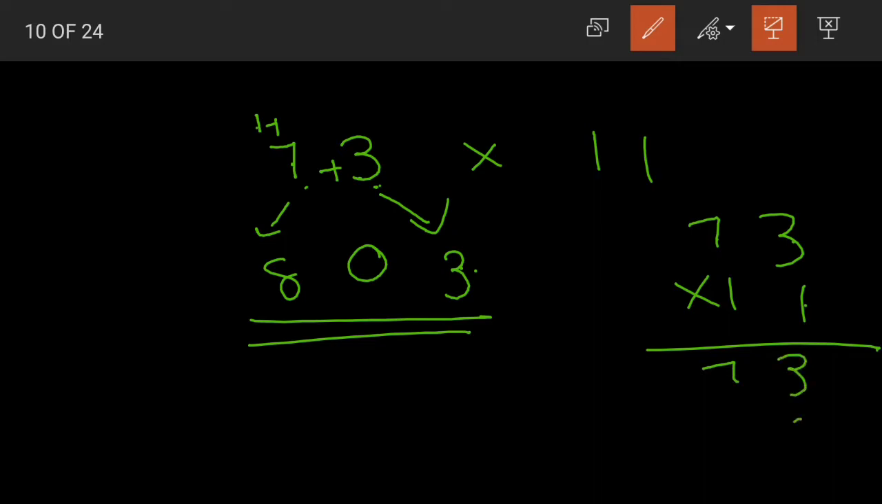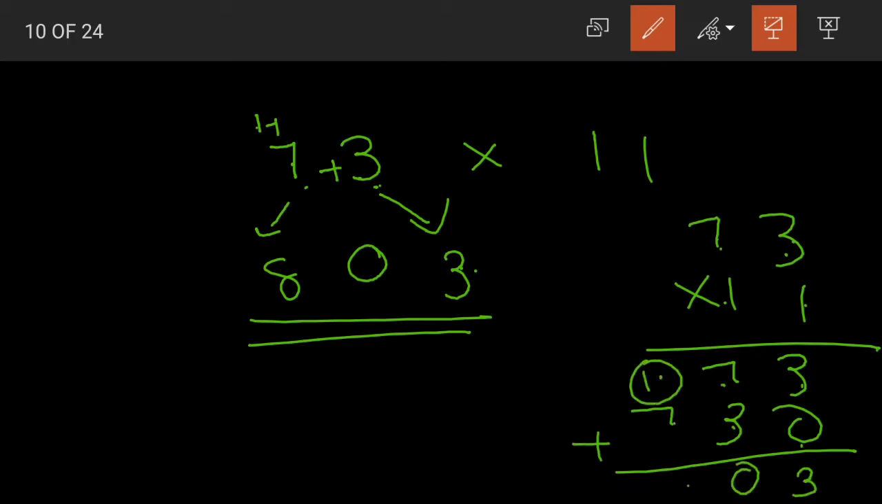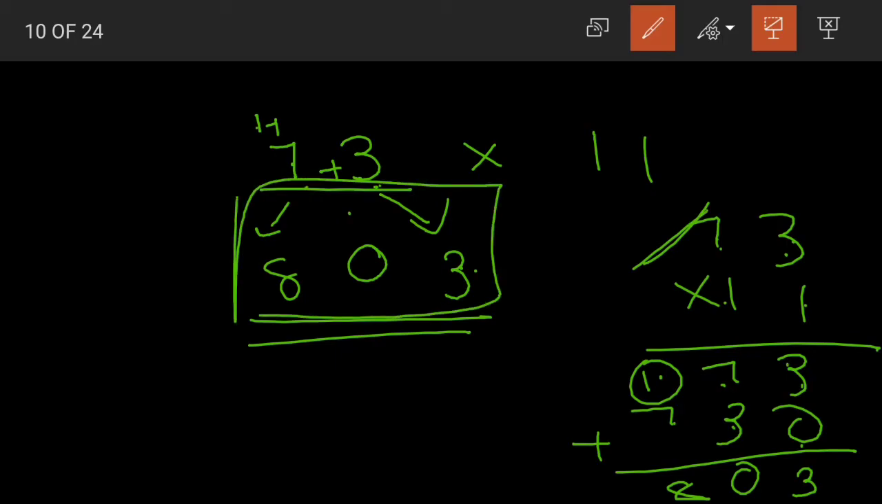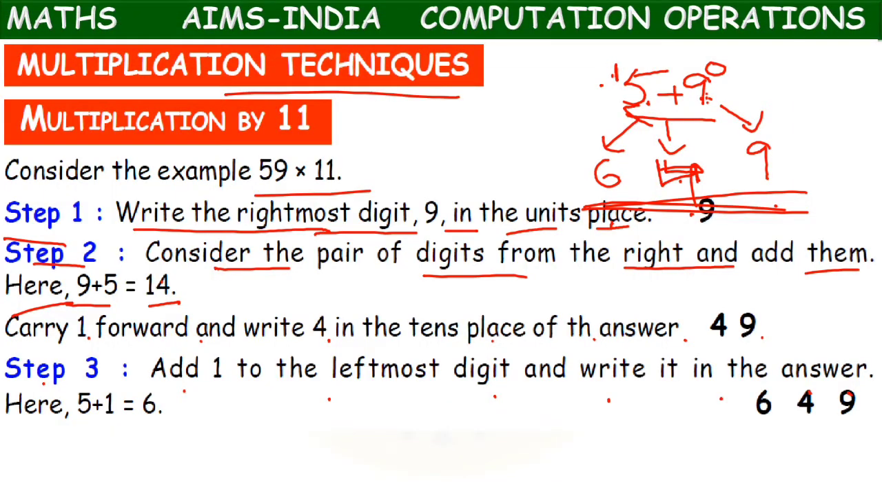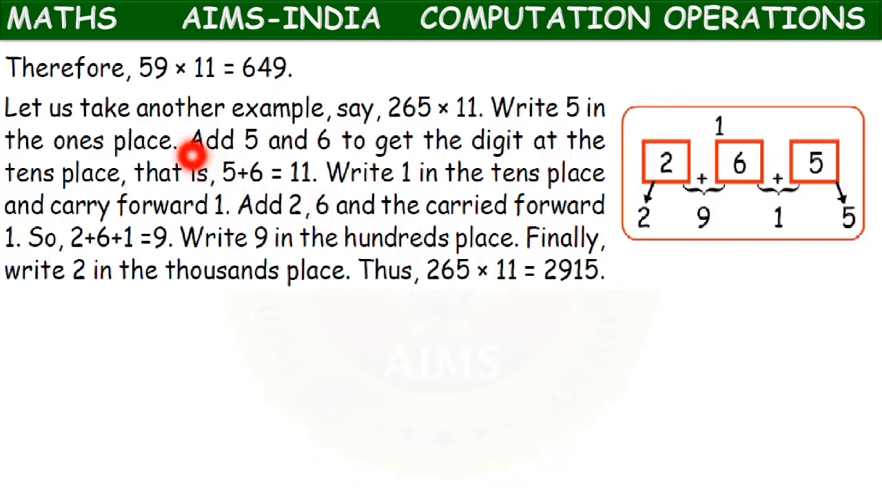If you want you can check also. 1 3s are 3, 1 7s are 7, 0, and again 1 3s are 3, 1 7s are 7. 3 plus 0 is 3, 3 plus 7 is 10, 1 carried, 1 plus 7 is 8. Yes children, so this is how you multiply with the table 11. This is the multiplication technique. Clear?